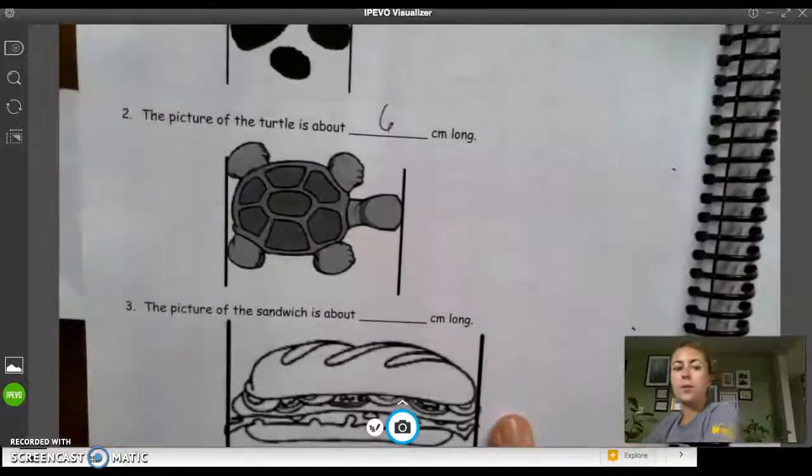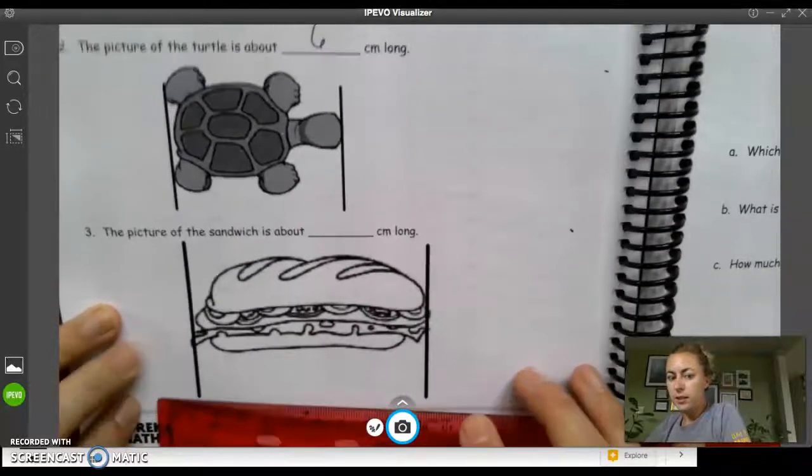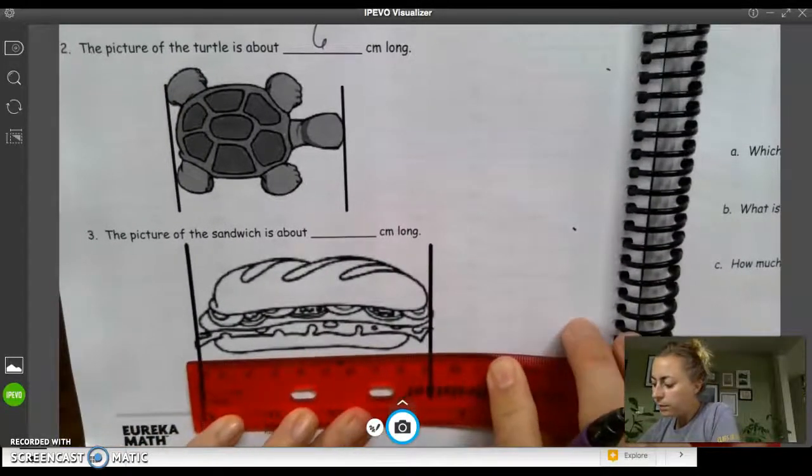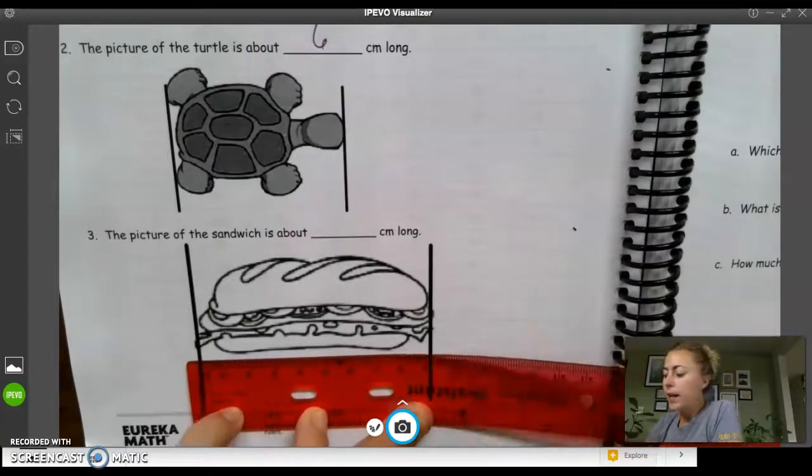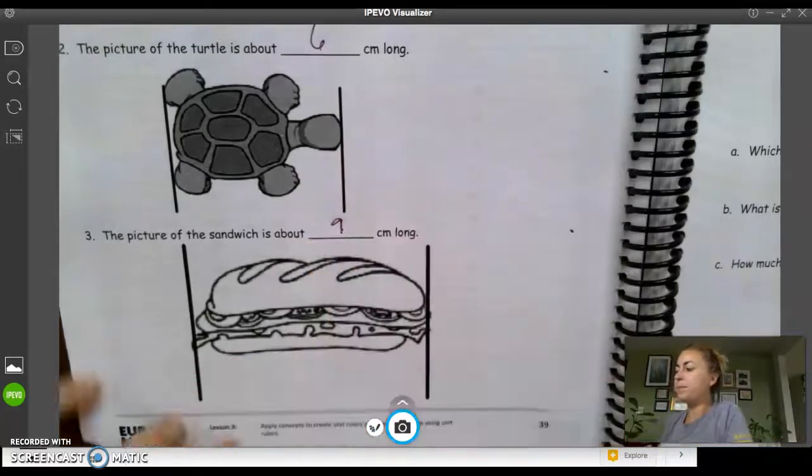Finally, let's do the sandwich. How many centimeters long do you think this sandwich is? I'm going to start here. That's right, 9 centimeters long.